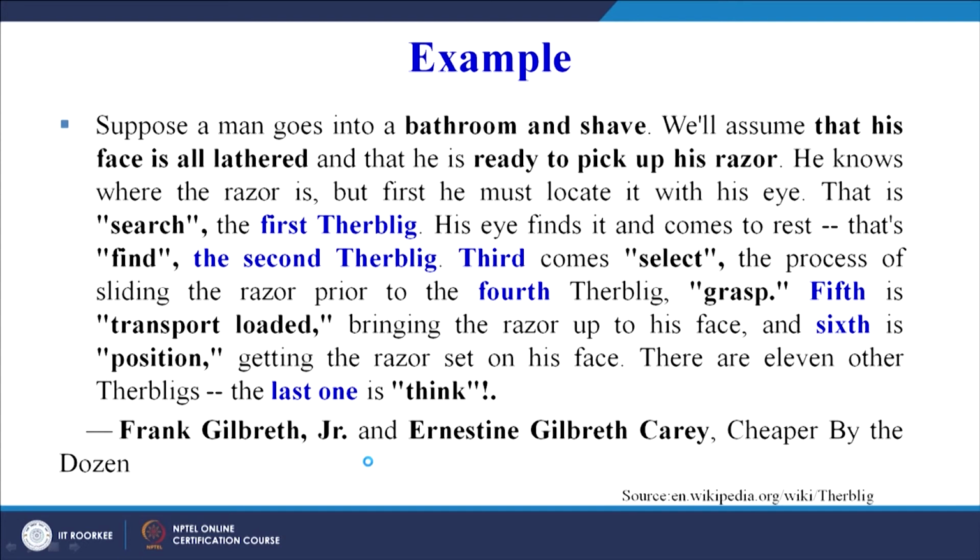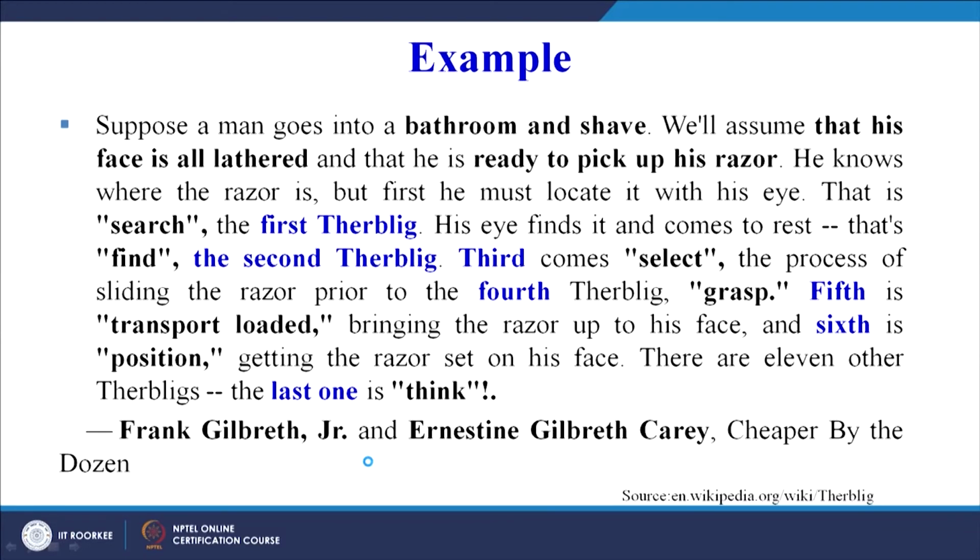Now he is going there, he knows where the razor is. For that motion of getting the razor for shaving, there are 4 micro motions. What are these 4 micro motions? Search, find, select and grasp. So this is a summary of what we have covered today. In the very beginning I told you that at higher levels of analysis we may use only one symbol for this whole activity, taking the razor. Now taking the razor is further divided into 4: first search, then find, then select, then grasp. Fifth is transport loaded.